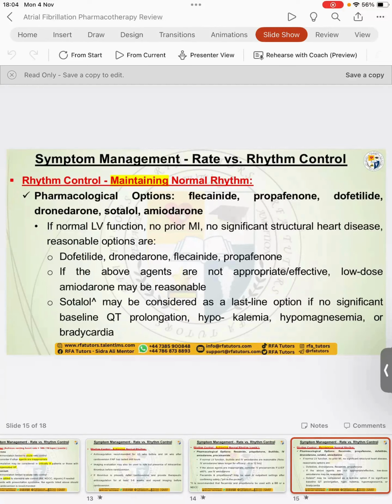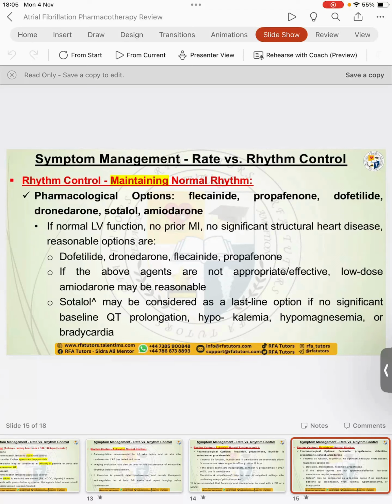More about rhythm and rate control: as I said, those medications are not appropriate in structural heart disease, LV dysfunction, and myocardial infarction. As well as amiodarone, we can use sotalol, but sotalol also acts like amiodarone on the repolarization phase, acting on the potassium channel. So this medication is contraindicated in patients who have QT prolongation, hypokalemia, hypomagnesemia, or bradycardia, because these are all conditions which can also lead to QT prolongation if we give them sotalol.